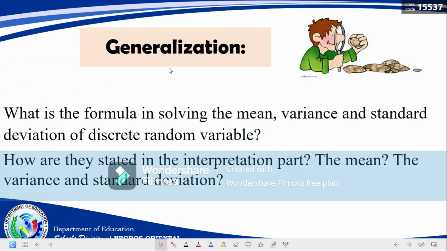Now, let's proceed to generalization. What is the formula in solving the mean, variance, and standard deviation of discrete random variable? How are they stated in the interpretation part? The mean, the variance, and standard deviation.